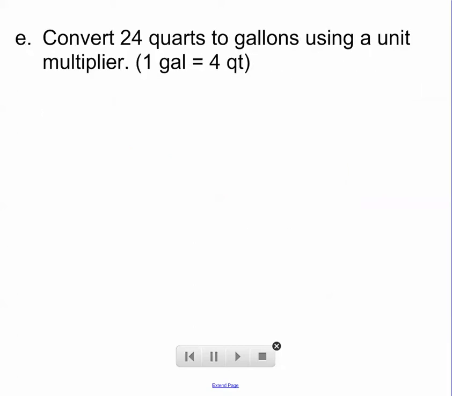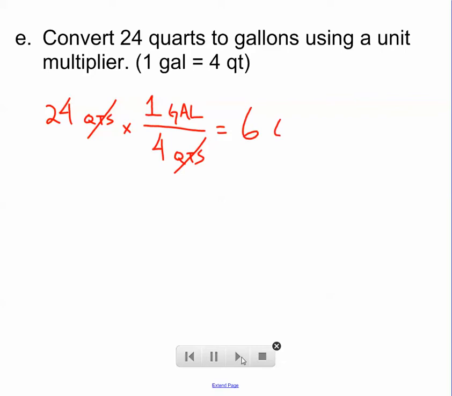Convert 24 quarts to gallons using a unit multiplier. Okay, so we're going to start off with 24 quarts. They give us a conversion here. 1 gallon is equal to 4 quarts. And I'm going to use it just the way they have it written. 1 gallon for every 4 quarts. The quarts cancel out. And 4 goes into 24 6 times. So there's 6 gallons in 24 quarts. Or 24 quarts is 6 gallons.